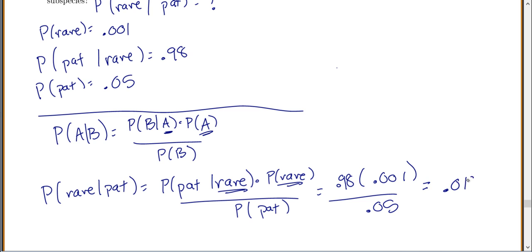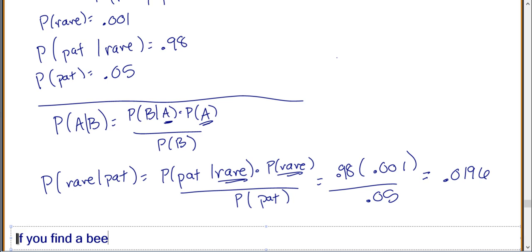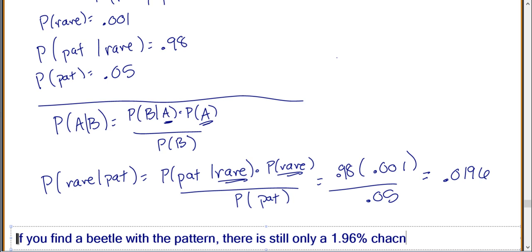This gives me 0.0196. So even though almost all of the rare beetles have this pattern, it tells us if you find a beetle with the pattern, there is still only a 1.96% chance that it is the rare subspecies.